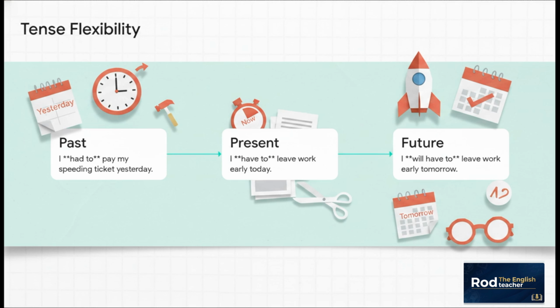Another huge reason have to is so common is that it's just more flexible. Must is kind of a one-trick pony. It's stuck in the present tense. You can't say, I musted work late yesterday, right? It just sounds bizarre. So for the past, we use had to. And for the future, we use will have to. Have to basically does all the grammatical heavy lifting for us.